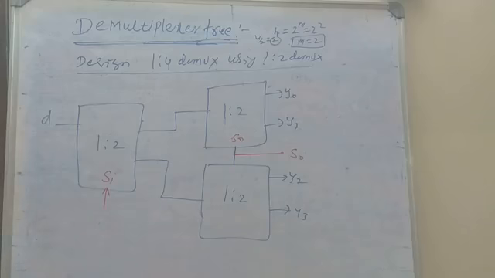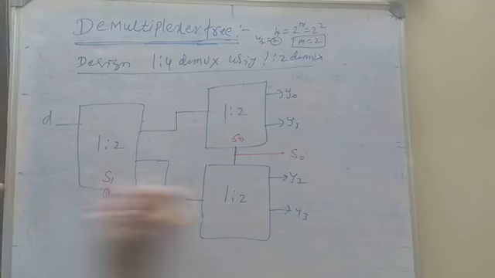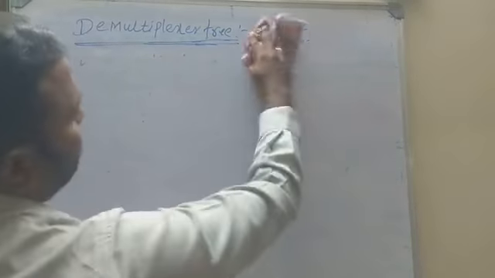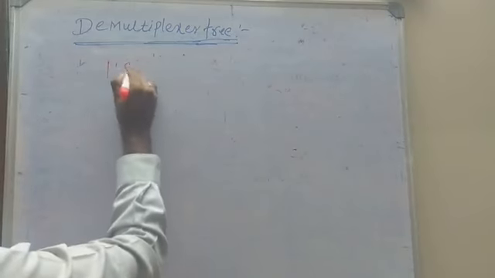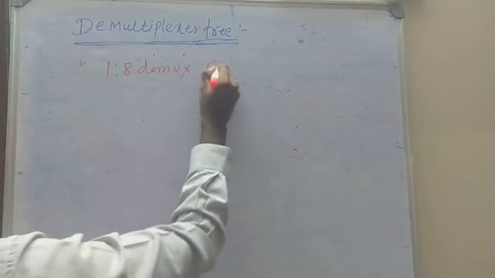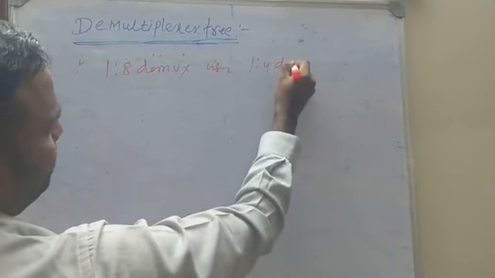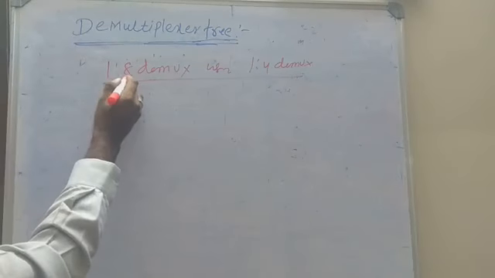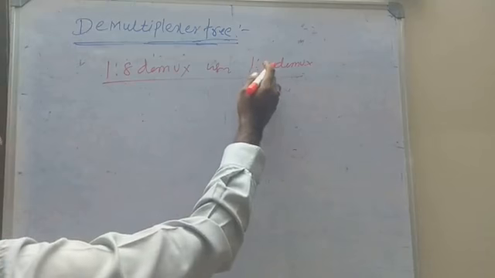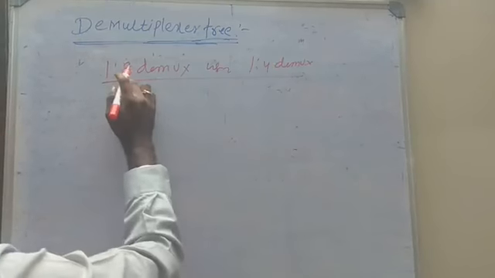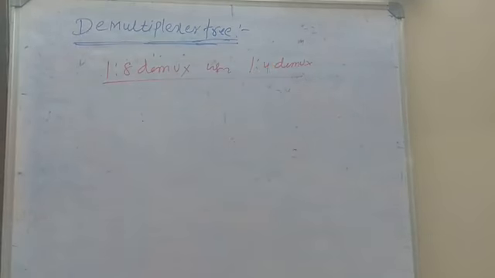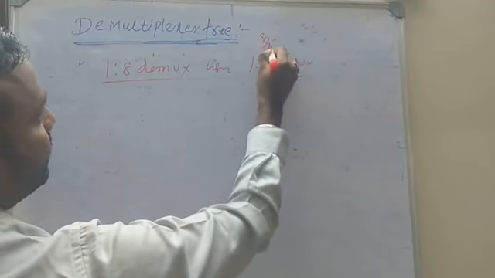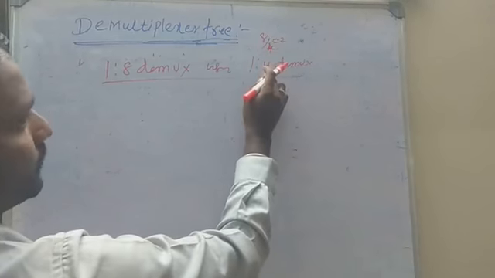Okay, now I am going to explain one more design. For example, I am going to explain here 1:8 demux using 1:4 demux. So for this one, here 1:8 demux is there, and 1:4 demux is there. Using 1:4 demux, you have to design this one. Just calculate like this: 8 divided by 4. 8 divided by 4 is what? 2, 1:4 demuxes are required.